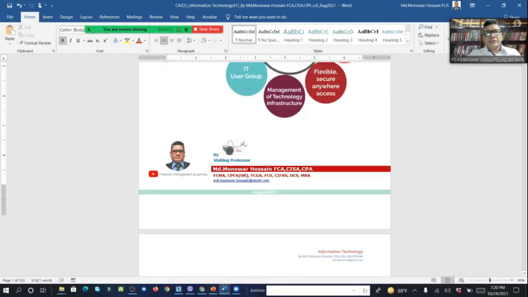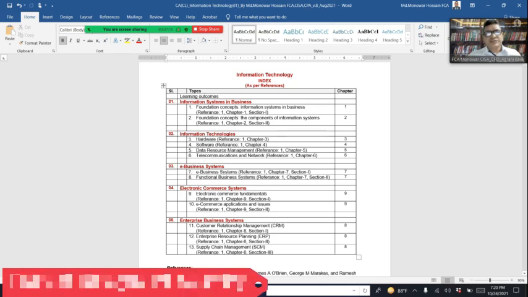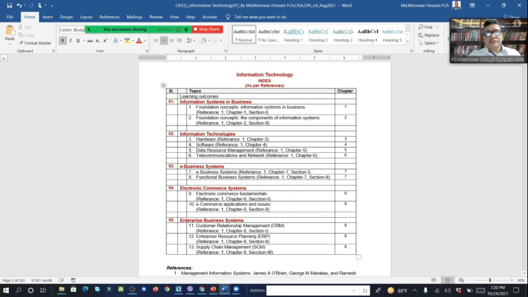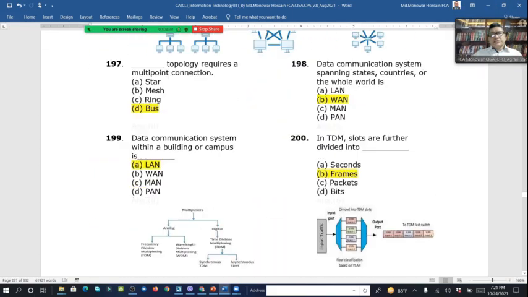And in our information technology, we know we have 5 chapters or 5 domains here, and we already discussed all the chapters. Within the 5 chapters, we have 13 topics, and we already discussed them. And now we are going for a few MCQs. Previously, we discussed 200.